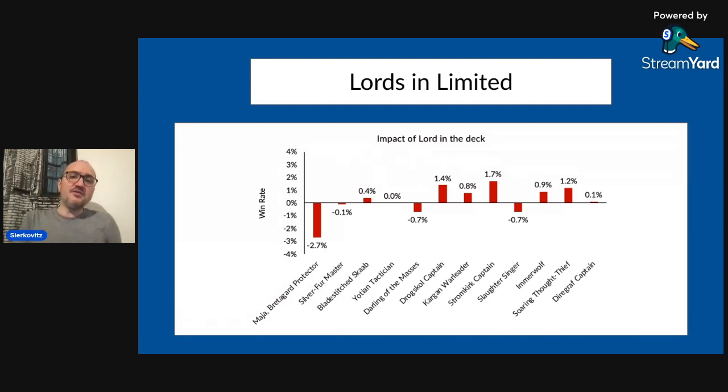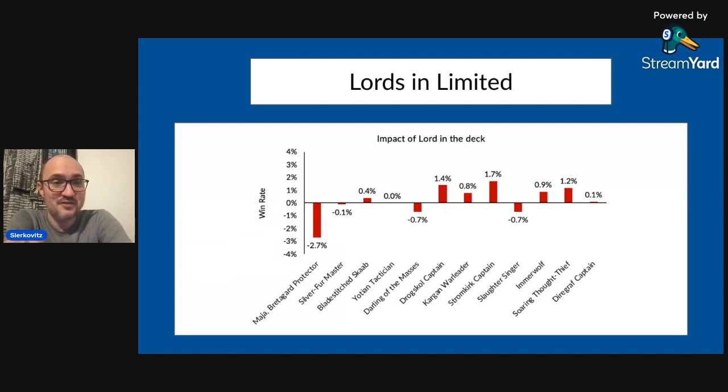Okay, so let's look at the impact of the Lord on the deck. Here I looked at the win rate of the games of the decks that had the Lord. And as you can see, it's a mixed bag, actually. Maya, for example, that was in the strongest deck on its own, actually had a 2.7 percentage points lower win rate in the decks that Maya was present than in the general decks, which means that the decks with Maya were significantly weaker than the decks without.